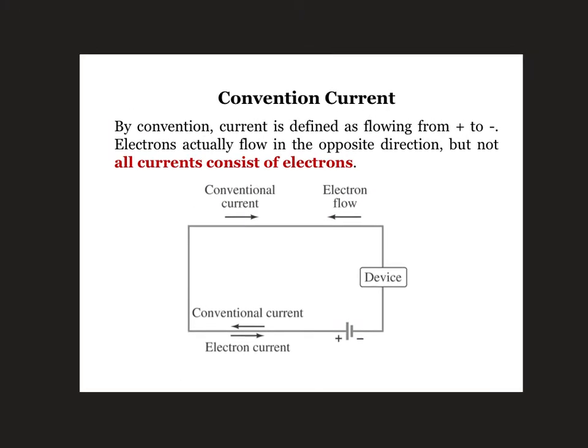Okay, so like I mentioned before, the direction of current flow from positive to negative we call conventional current. But when we want to talk about the direction of electrons, definitely we are going to state electron flow.